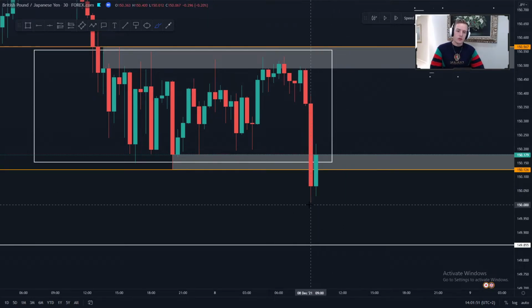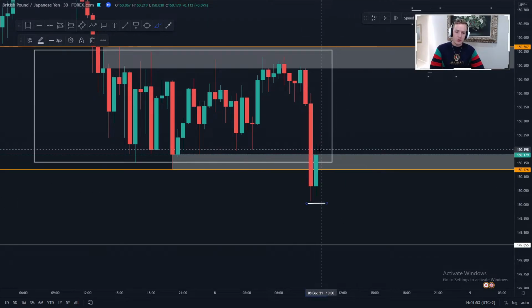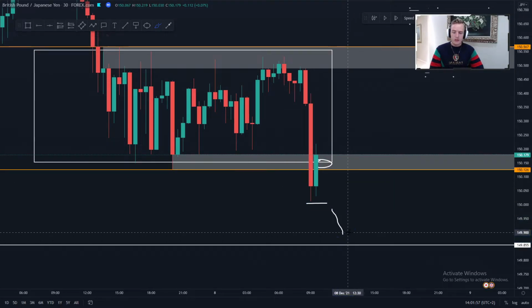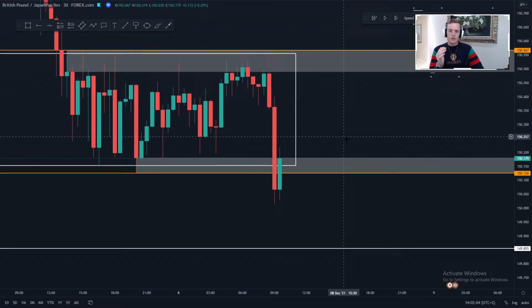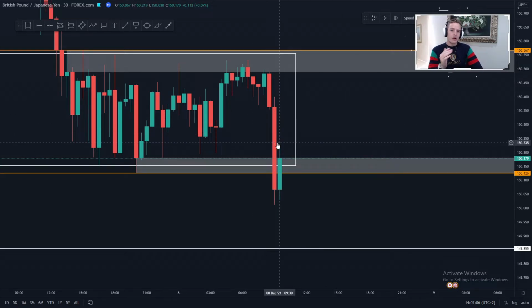Or what people would have been waiting for is the break of this low after the retest of this area, and then sells down to this point over here. So what the fake out indicates to us is that if we broke out of the consolidation zone, and now on the very next candle we close back in the consolidation zone, there's a good chance that we're going to retest the top of the range again.